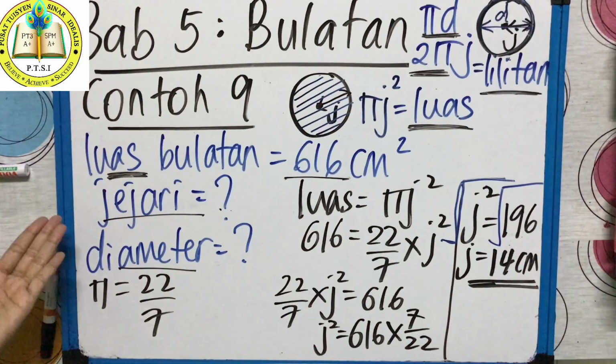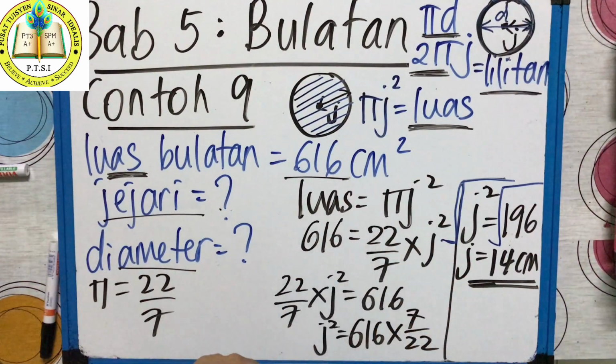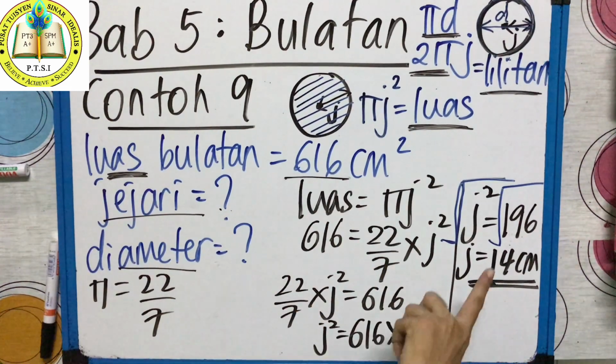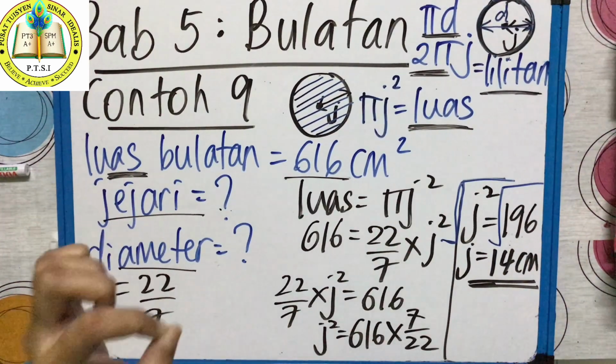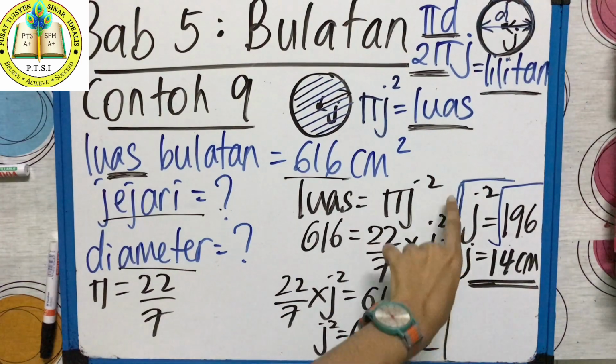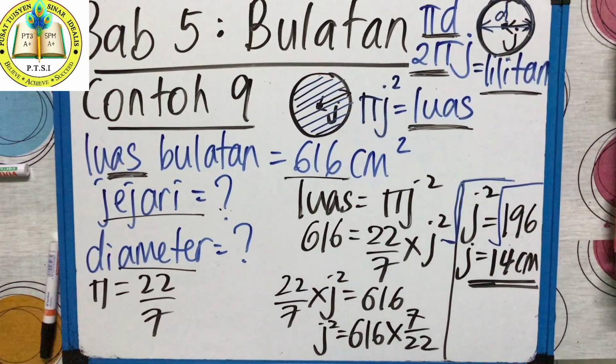The question asked jejari. So when you solve the formula, ganti, then you cari nilai J. How to find nilai J? Must be on the left hand side. Then 22/7 goes there, 7/22. Tekan calculator, you get 196. Tapi di sini ada kuasa 2. So remember, bila ada kuasa 2, put a square root, punca kuasa 2. Here punca kuasa 2, that side also punca kuasa 2. You get jejari 14 cm. So this one you are done, jejari 14 cm.